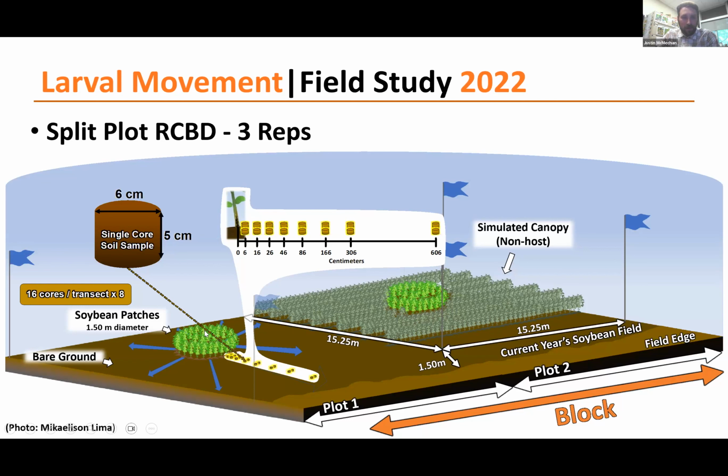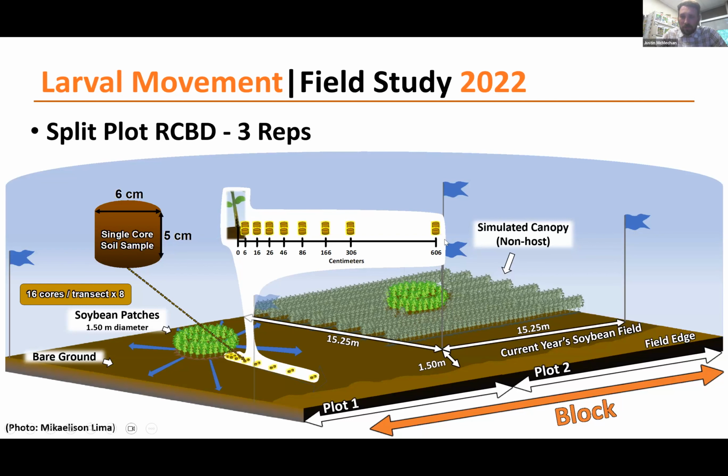And then what we did around each patch is we took 8 different directions from the plot. At different distances, we pulled 2 adjacent soil cores, trying to determine what the spread was around those soybeans, how far the larvae could move from a host before going into the soil. And so you can see that.